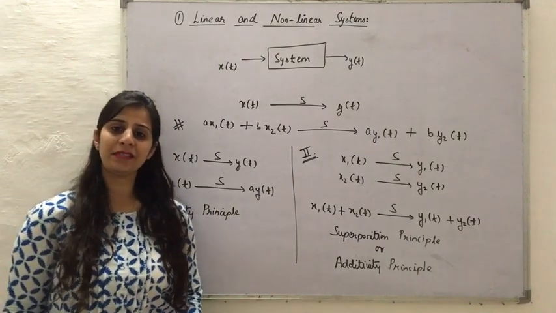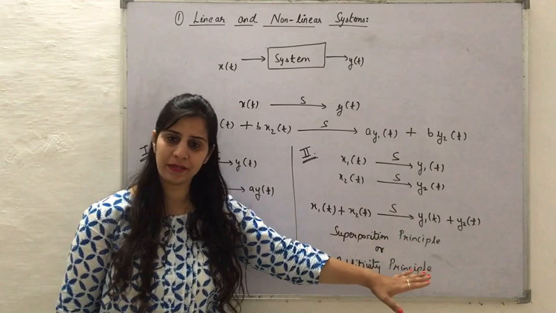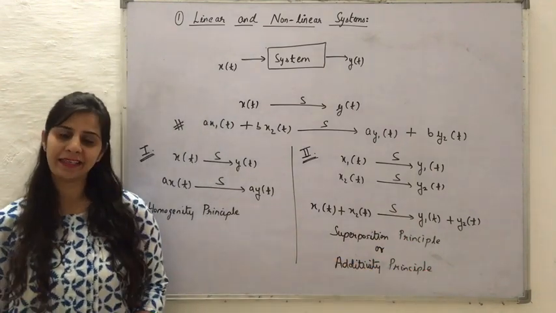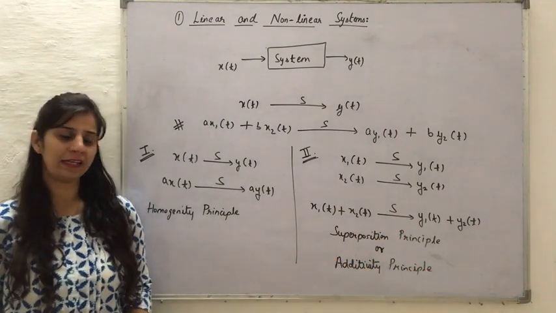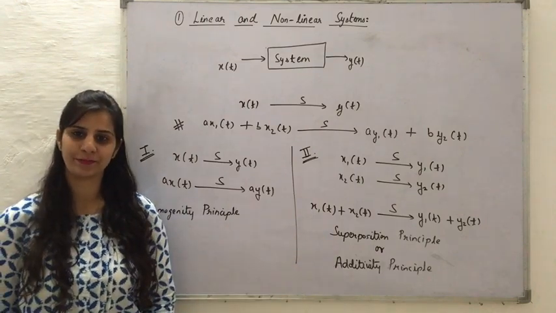If a system satisfies both the homogeneity principle and the superposition principle, then it is called a linear system. If it fails to satisfy any one of these principles, then it is a non-linear system.